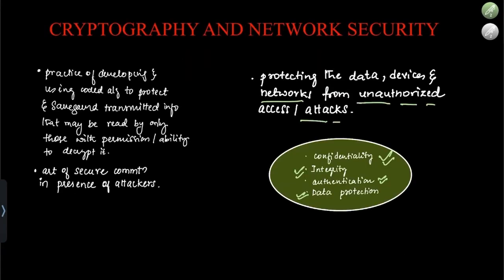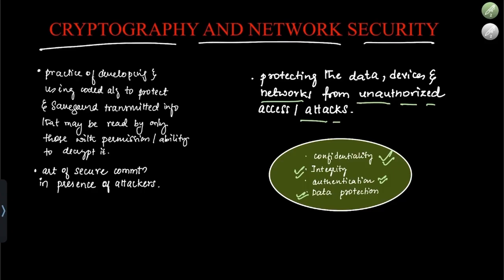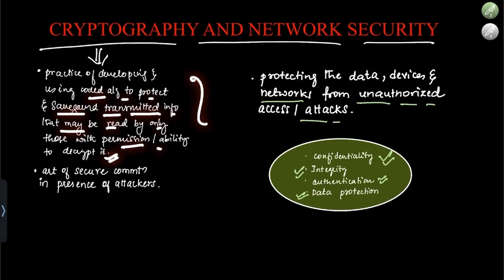Now let's understand the definition of cryptography and network security. So cryptography and network security. First definition of cryptography. It is a practice of developing and using coded algorithms to protect and safeguard transmitted info that may be read only by those who have permission or ability to decrypt it. I know this is a very generalized statement of understanding cryptography, but as we move further, we'll actually know what is the definition with all key points.